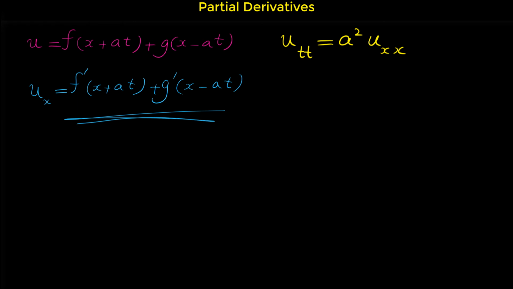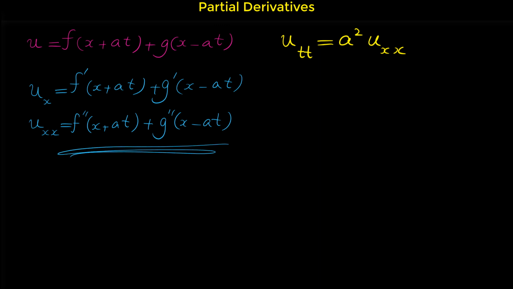Now let's find u sub xx. Now we have to take derivative of this expression again with respect to x. Derivative of f prime is f double prime. Write the inside of that, and don't forget to multiply by derivative of inside, but derivative of inside is again 1. Plus derivative of g prime is g double prime. Multiply by derivative of inside again is 1. And so u sub xx is this expression.